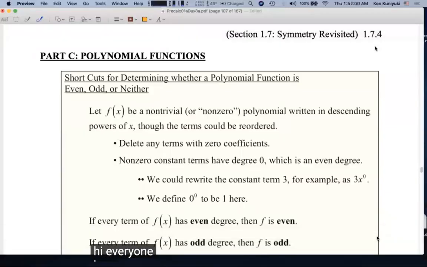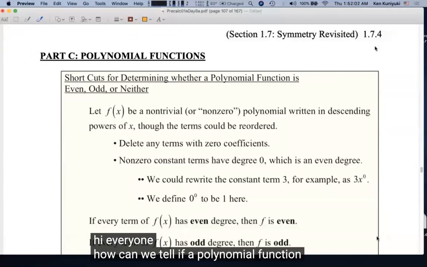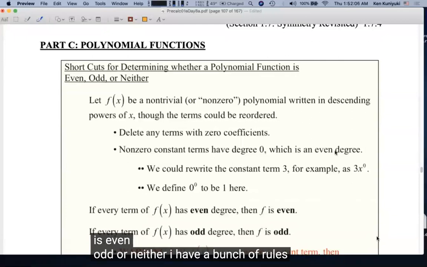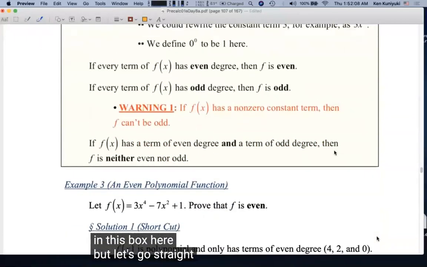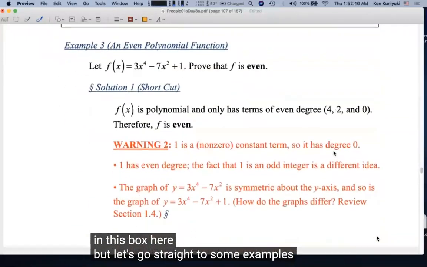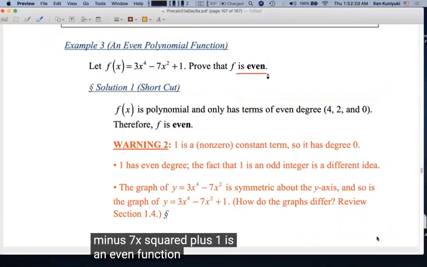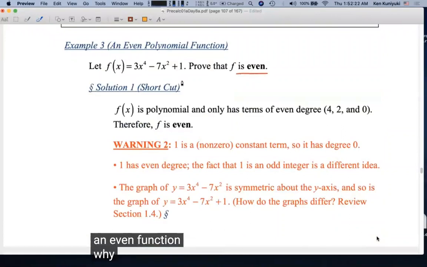Hi everyone, how can we tell if a polynomial function is even, odd, or neither? I have a bunch of rules in this box here, but let's go straight to some examples. I claim that the function f, where f of x equals 3x to the fourth minus 7x squared plus 1, is an even function. Why?